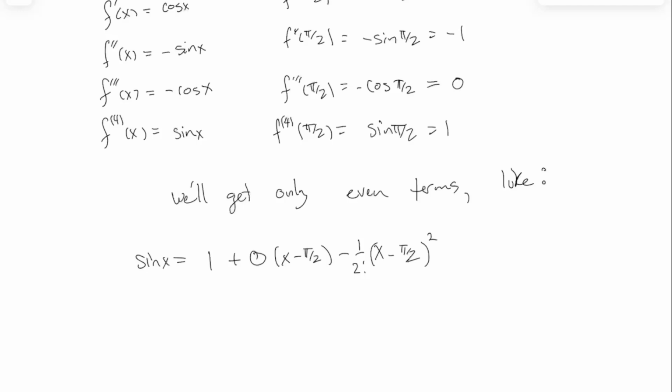All right, the next term, the cubic, the degree 3 term is a 0. So this is going to be 0 times x minus pi over 2 cubed. The next one will be plus 1. This is the 4th degree term. So it'll say plus 1 over 4 factorial times x minus pi over 2 to the 4th.